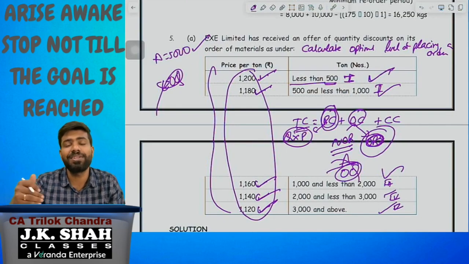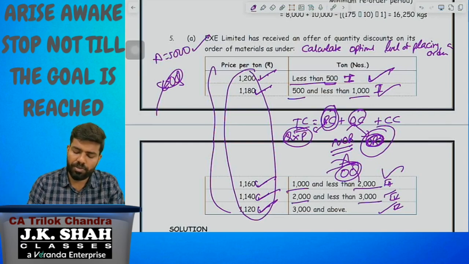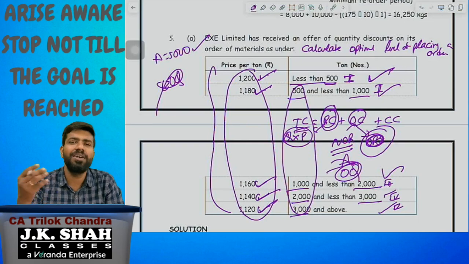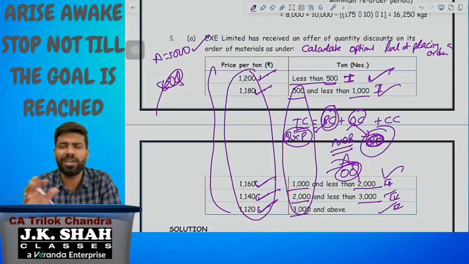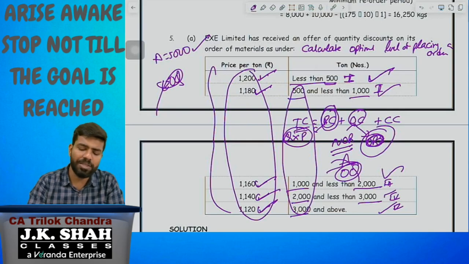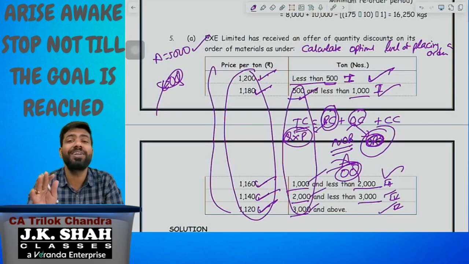Look at the next four levels given: 500 to 1000, 1000 to 2000, 2000 to 3000, 3000 and above. So what the institute has done for this question is they've taken the lower range as the ordering quantity. Sir, I'll take the upper range. You can take the upper range also, nothing wrong in that. But let us go with the institute study material. So they've taken 500 in the second, 1000, 2000, 3000 as the ordering quantity.